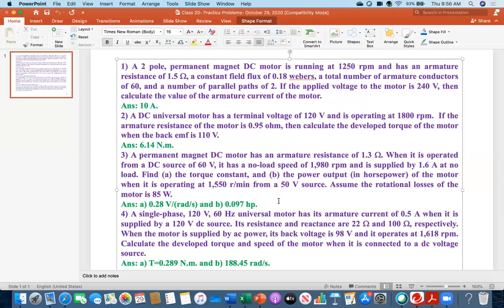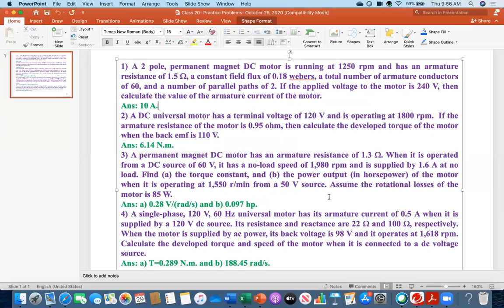And then if you multiply by the flux phi, that will be your torque constant. In case of a permanent magnet motor, the flux is constant. So that's why you have to multiply flux with that armature constant, which is Z over 60 multiplied by phi over A.